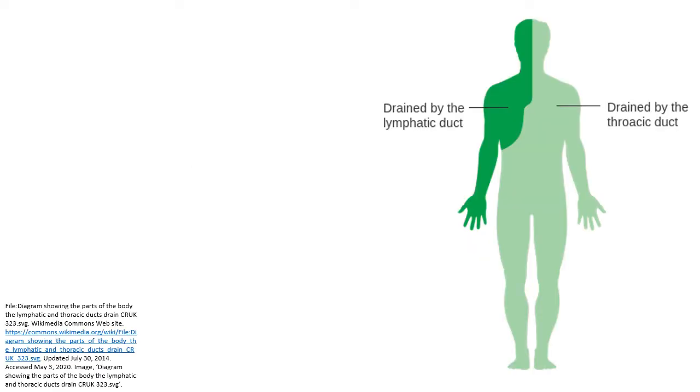Firstly, I want to talk about the 2 main ducts that are present in the body, the ducts that allow for the drainage of lymph fluid from various areas. So firstly, as we have on this image on the right, we have what's called the thoracic duct.